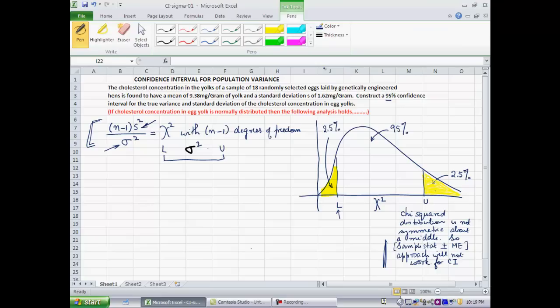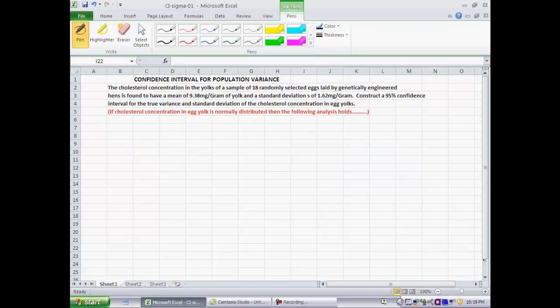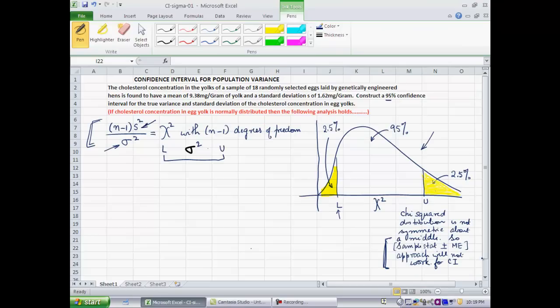And a major property of the chi-square distribution that we have to notice is that it's not symmetric. It has a bit of a tail to the right hand side, and one of the consequences of it not being symmetric is that we can no longer think of a confidence interval as being a symmetric margin on either side of a middle.